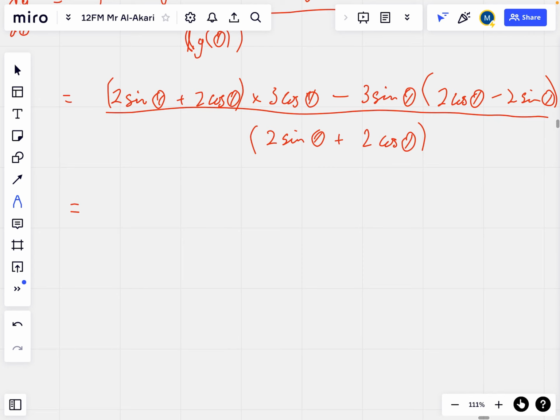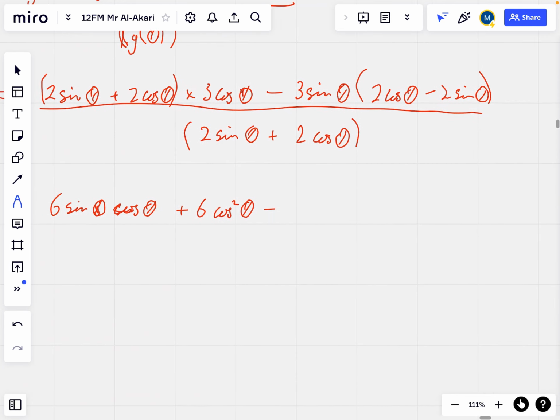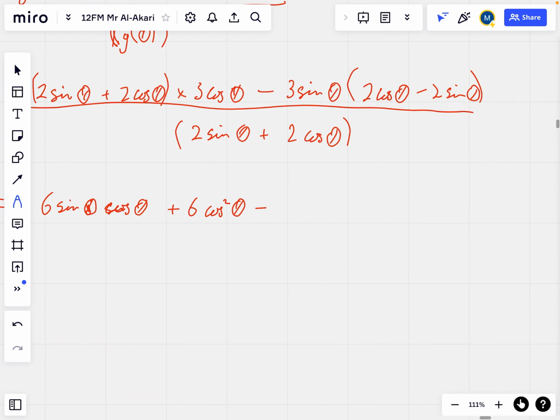So 3 cos theta times 2 sine theta is 6 sine theta cos theta, plus 6 cos squared theta. Take away 3 sine theta times 2 cos theta, so that's 6 sine theta cos theta. I'm just noticing now that I forgot the squared, but plus 6 sine squared theta.